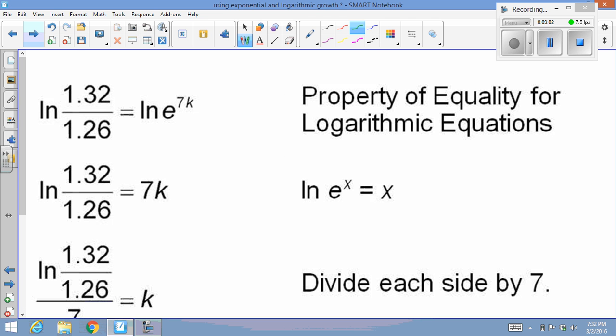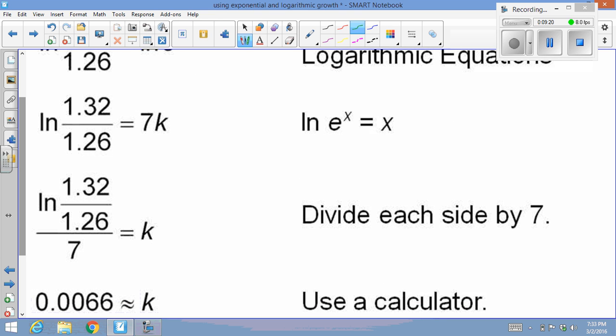When I take the natural log of both sides, it looks like that. And then again, I have the natural log base e of e, which cancels out. So I get 7k equals the natural log of 1.32 over 1.26. I want to get k by itself, so I'm going to divide both sides by 7. See how we waited until the very end to use our calculator? That's going to allow us to keep all of those decimals that go really, really long, and hold it all until the end so that we don't have to worry about rounding so much.